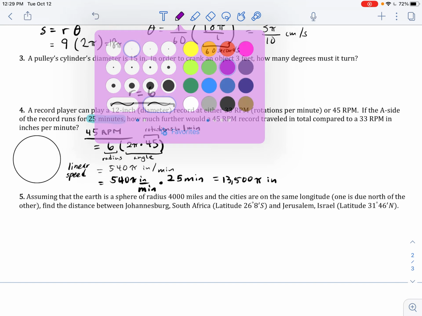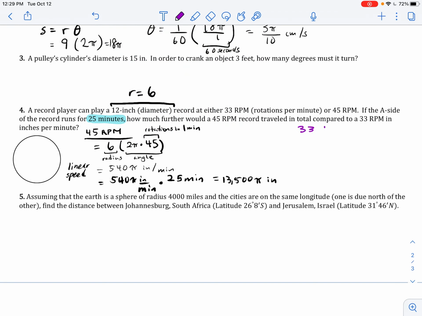So go ahead and try that process again now. I'm going to do this in a different color. Go ahead and do this for 33 rotations per minute. Pause the video and give that a go. So here, to find our linear speed, we're going to take our same radius, 6. We're going to multiply it by our angular speed, which was 2 pi times 33 rotations over the course of 1 minute. All of this comes out to be 396 pi inches per minute, because that was our linear speed.